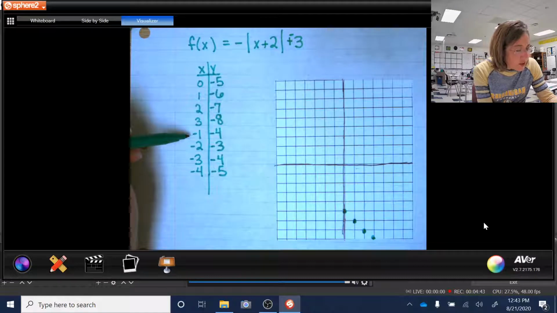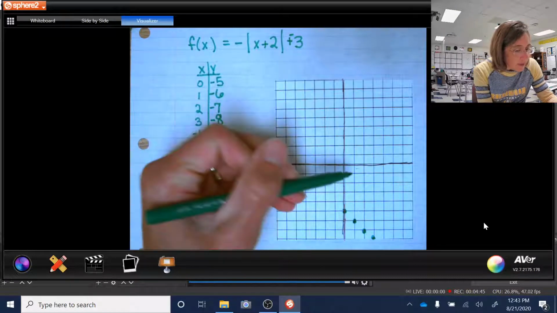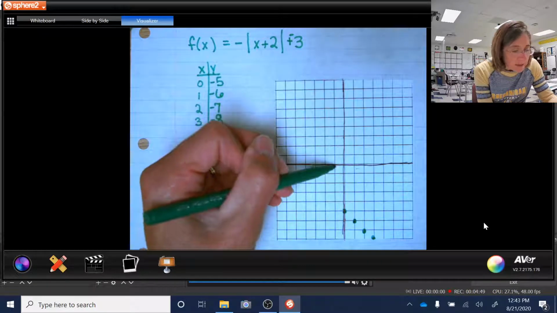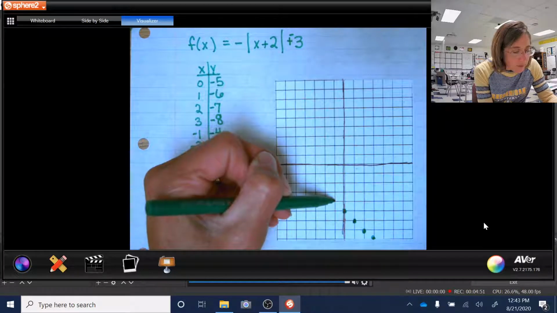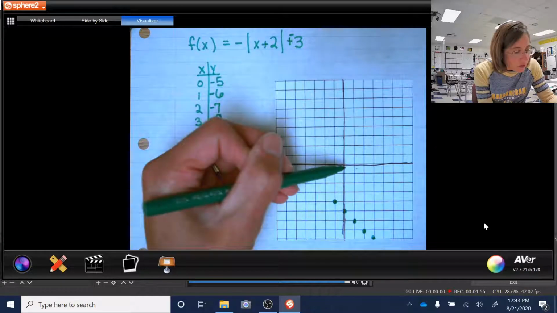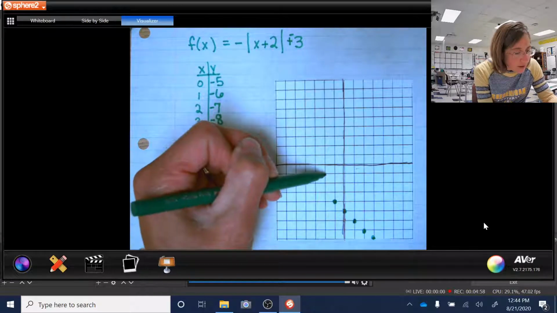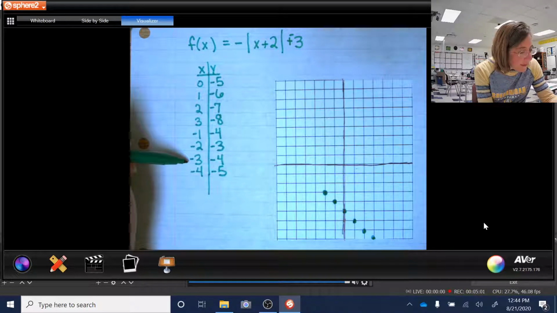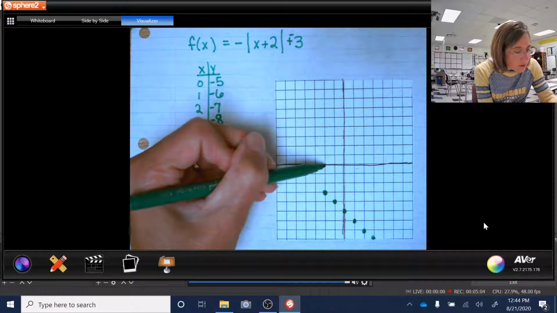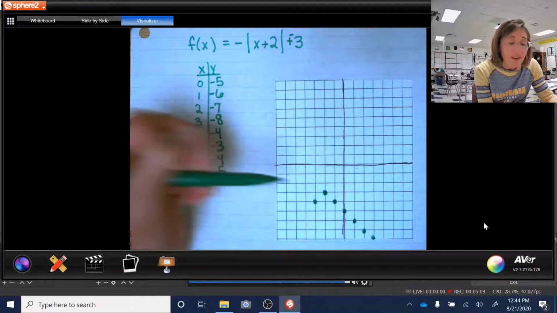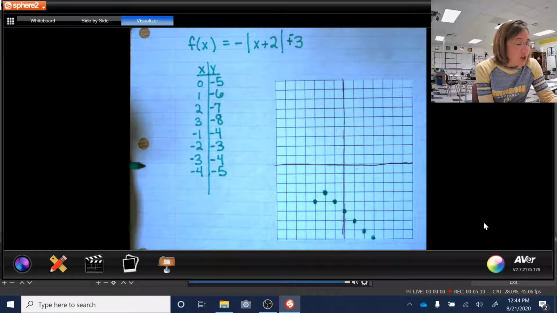Then I switched gears and went to an x value of negative 1, so that's 1 step to the left. And that makes me go 4 steps down. 1, 2, 3, 4. Negative 2, negative 3 would be over 2 and down 3. Negative 3, negative 4 would be over 3, down 4. 1, 2, 3, 4. Okay, now I'm starting to see the V shape emerge.